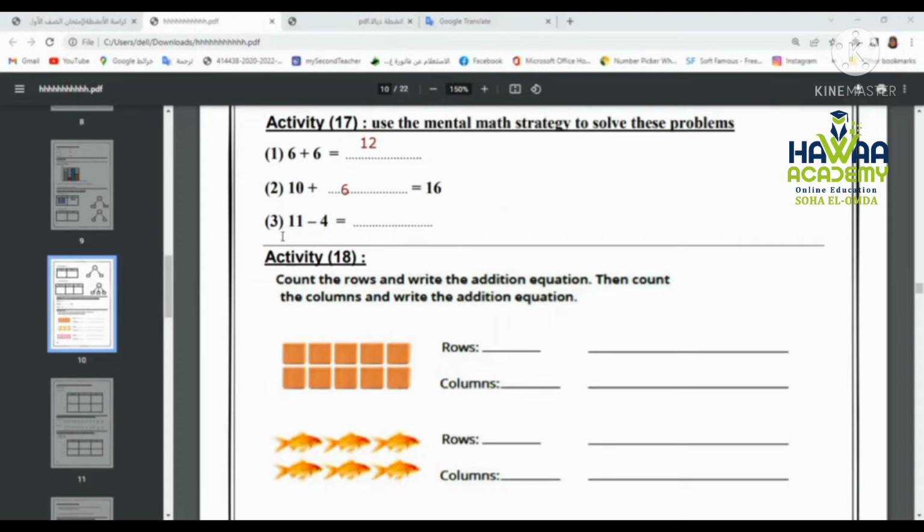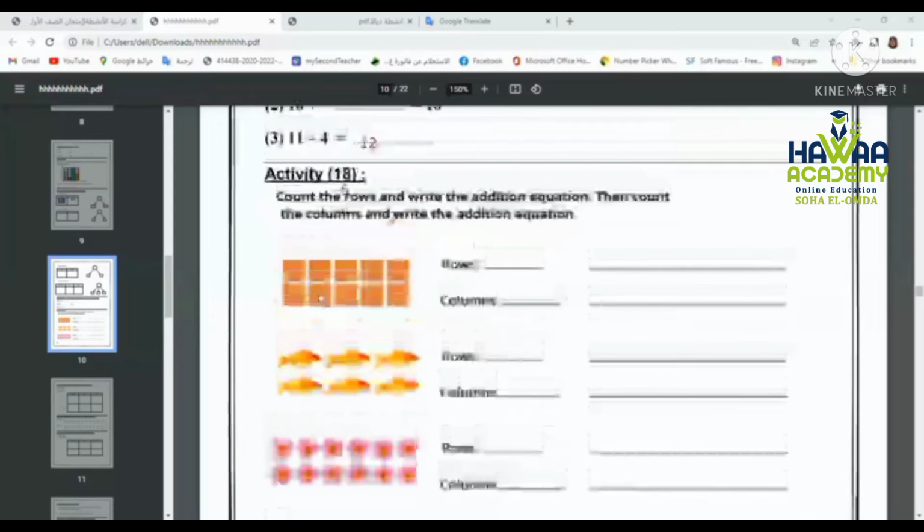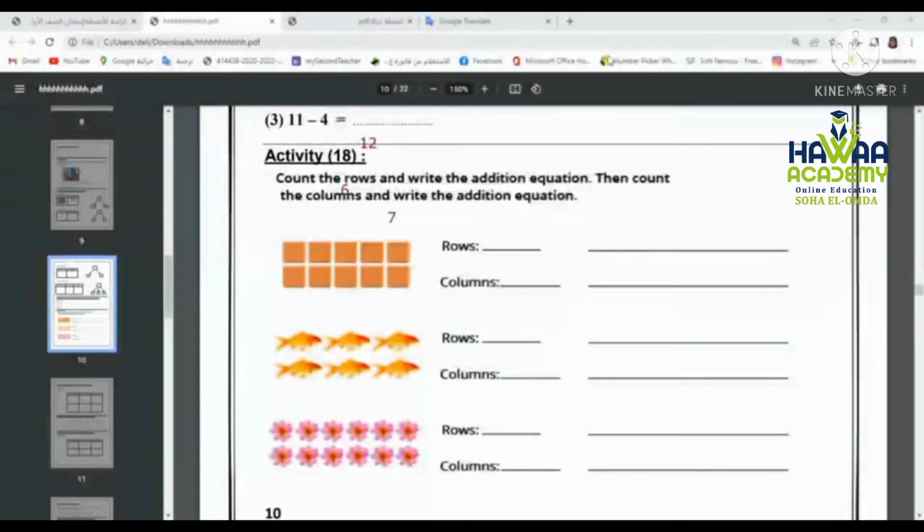What about 11 minus 4? 11 minus 4 will be what? I'm going to take 1 away, so it's going to be 10 minus 3. 10 minus 3 will be, excellent, 7. Very, very good. And now the easiest question ever.